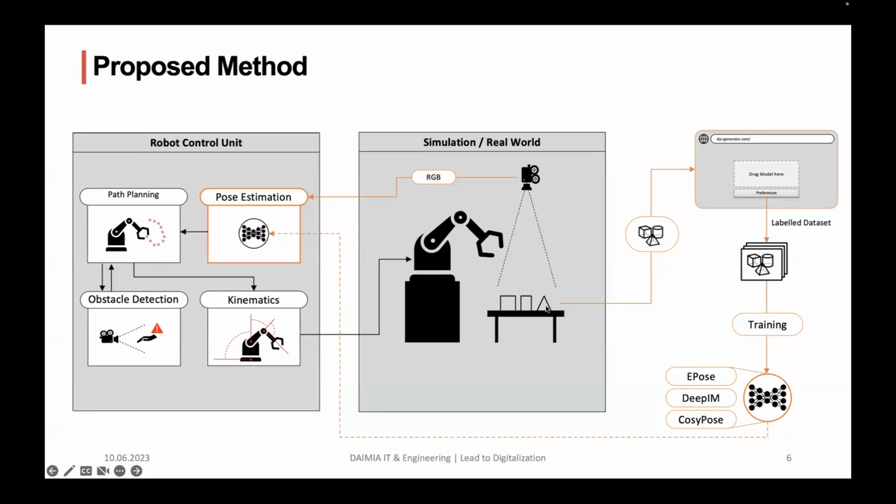And what we do is we take these CAD models and put them in our data generation pipeline. This generates labeled data sets, which we can use directly with different training models. We chose 6D pose estimation models: ePose, DeepIM, and CozyPose. And these models are then going to be used in the deployment of this pipeline.